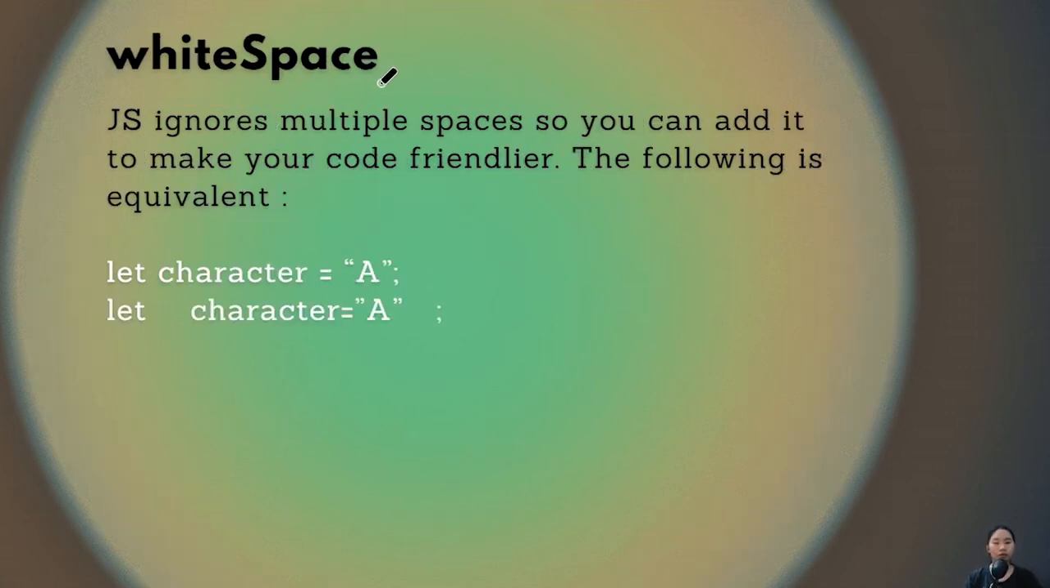Next up is white space. So JavaScript ignores multiple spaces, unlike Python or Django. Very similar to HTML, so you can make your code friendlier this way. So let character equals a and let character equals a, with extra spaces. Both of these are the same thing, and to JavaScript, there's no difference.